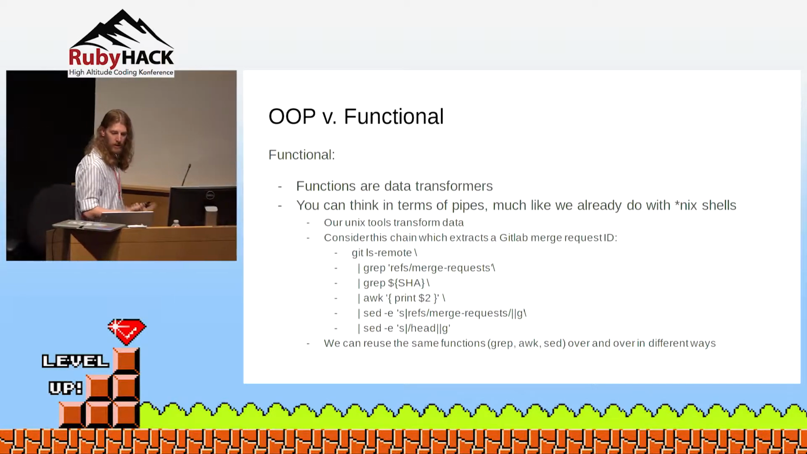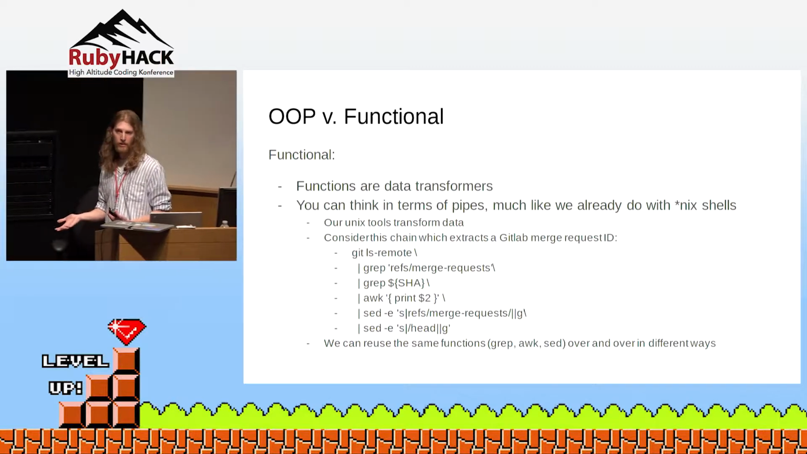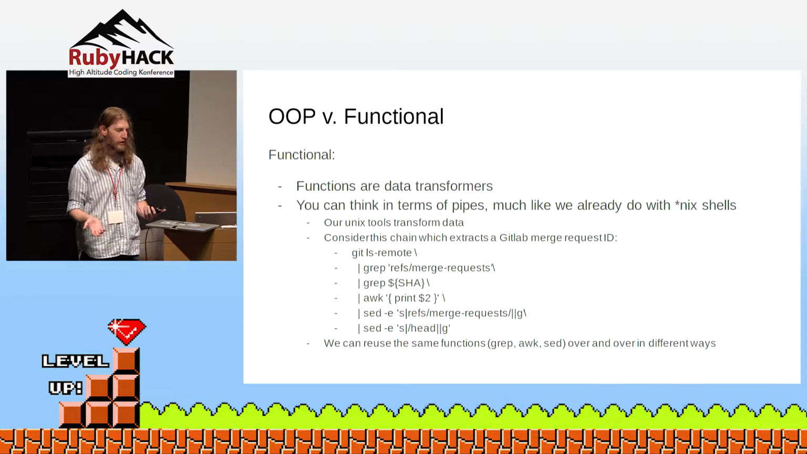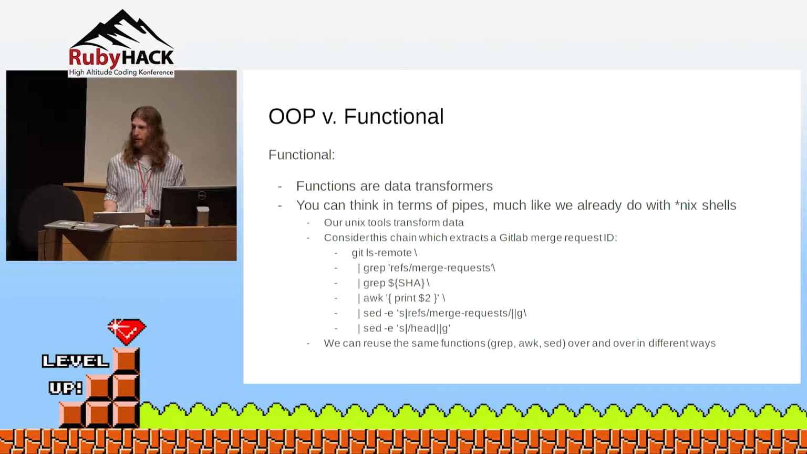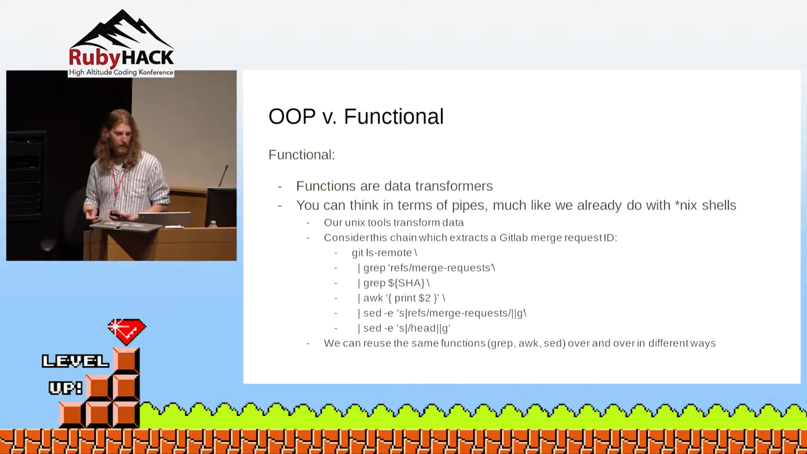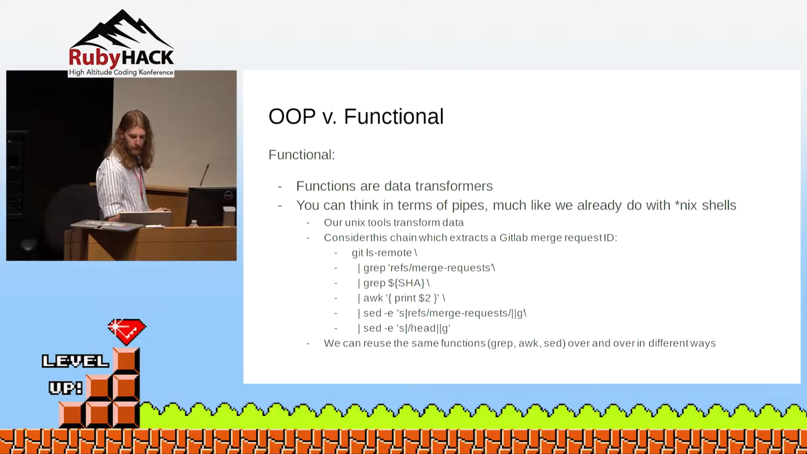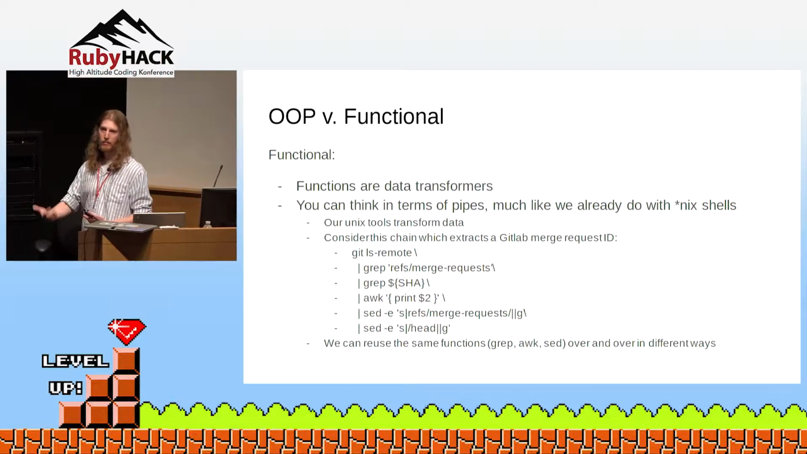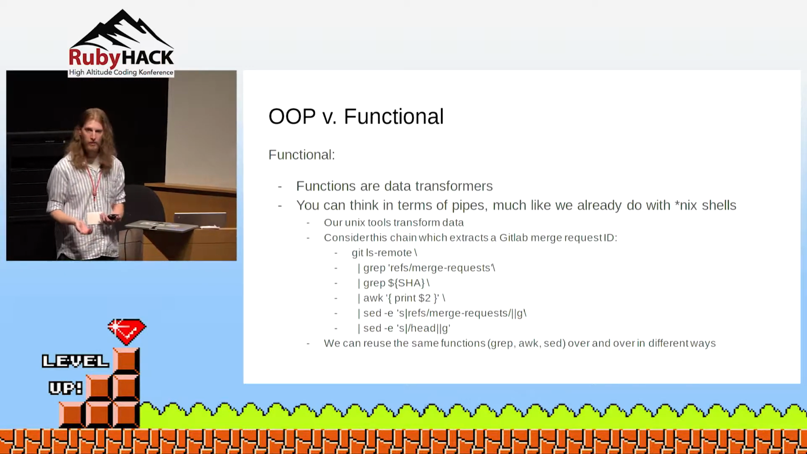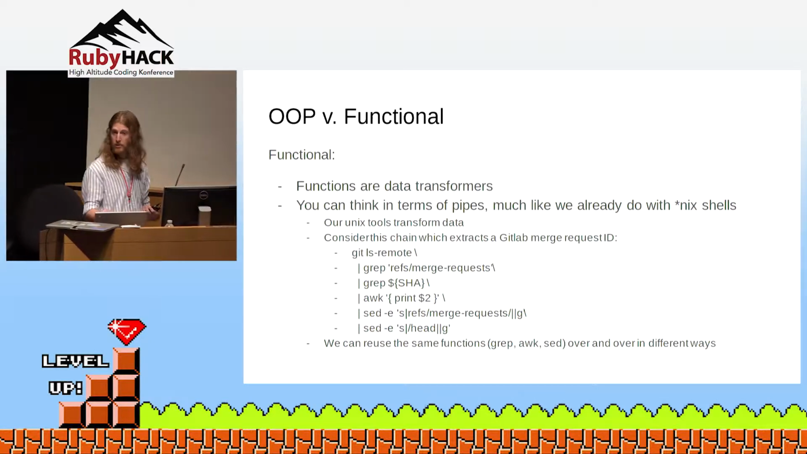So functional, as I mentioned, data transformation is kind of the approach. You probably already do this in many ways. If you have any experience with Bash or Unixy shells, then there's the pipe operator, which is fantastic, and that is basically the same idea. I've got this little snippet here of some Bash code that, if you have a GitLab project and you want the merge request ID, but you don't want to use the GitLab API because you don't need it, would do that for you.